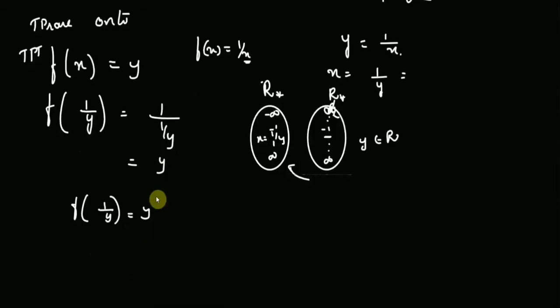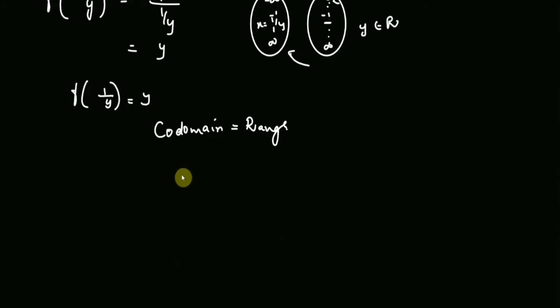That means we have proved the codomain is equal to the range, so that for every element nothing is left out. Everything has a pre-image. Every element has a pre-image. So that is onto function. Therefore the function is onto.